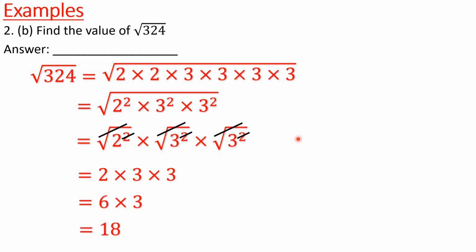18, very good. So that means that the square root of 324 is 18. Let me know if you understand this, please. Yes, sir. Thank you. I do. Okay, good. Bri, where's Bri? Yes, sir. Can you explain how we got 324?